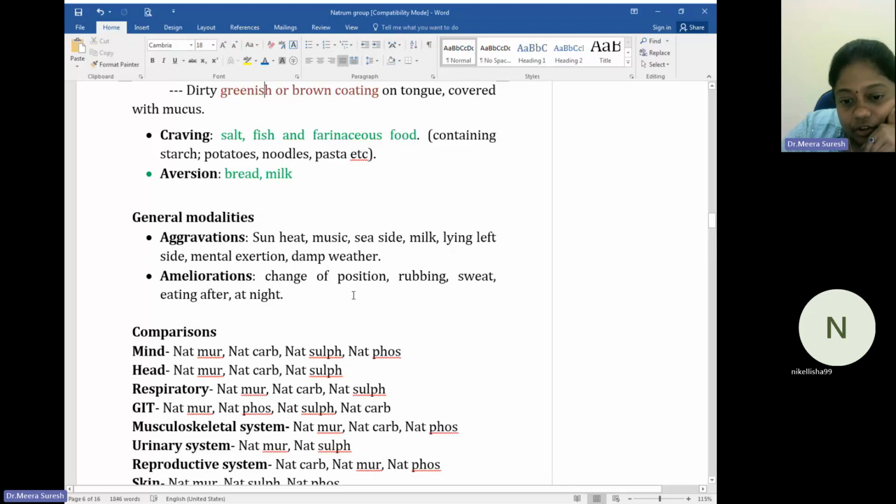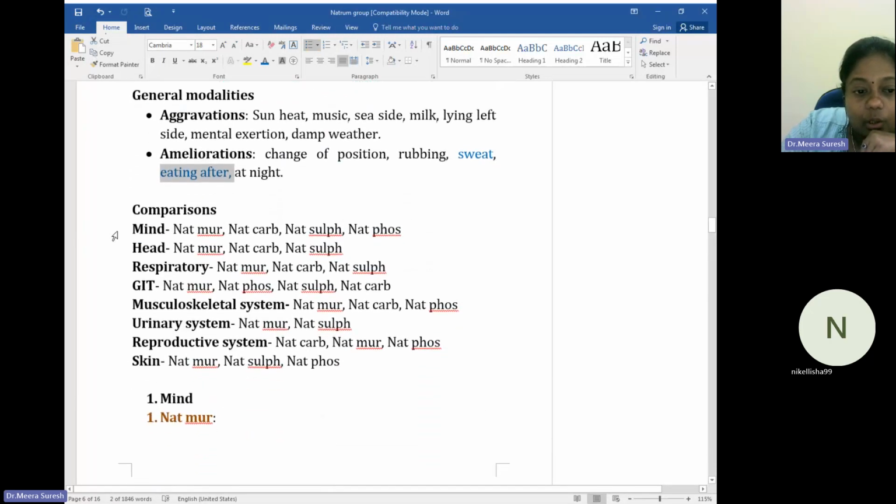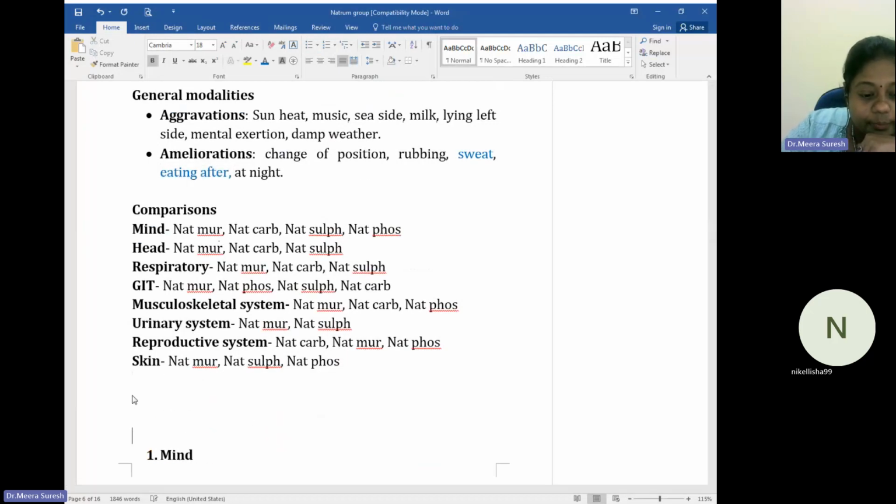Ameliorations from change of position, or rather this one is easy because I told you always, almost sweat and eating after. This will do. Aggravations you can connect from its common symptoms, general symptoms. And in the Natrum group, we actually have a lot of comparisons because all the remedies can be considered for a constitutional prescription also. So we have many comparisons, but it is not that long either.